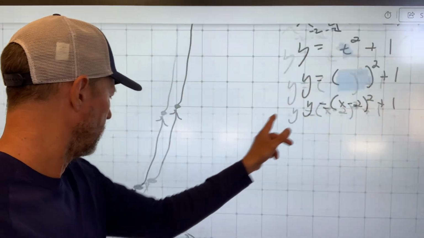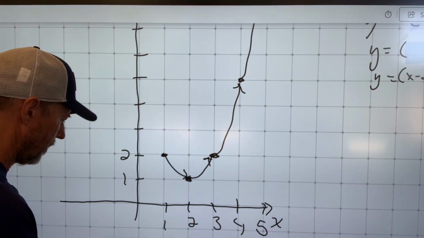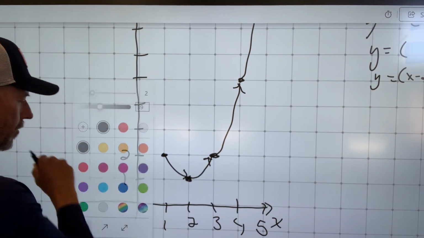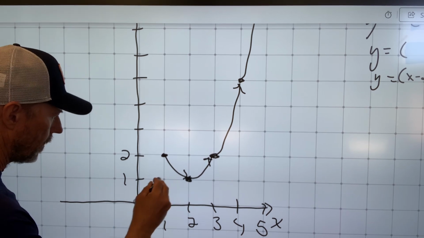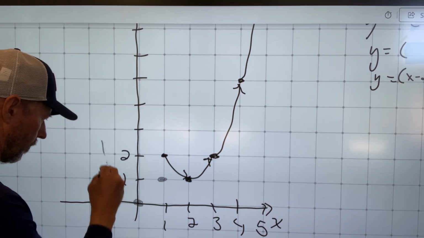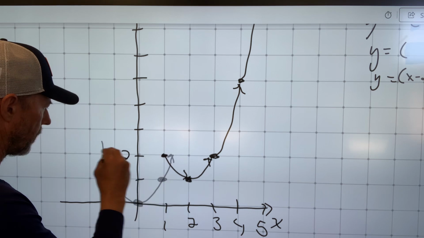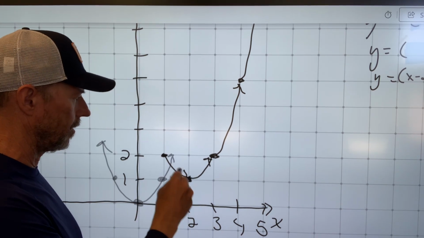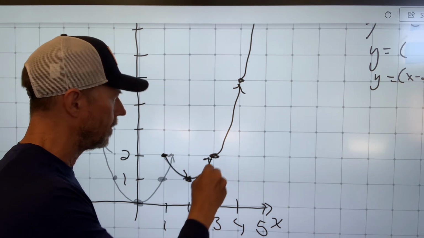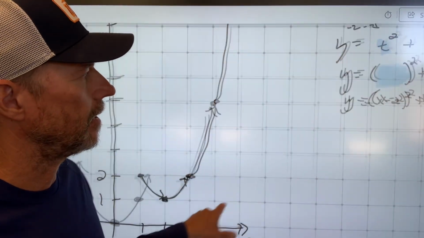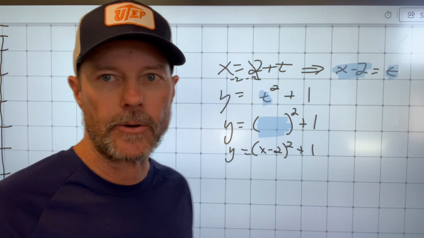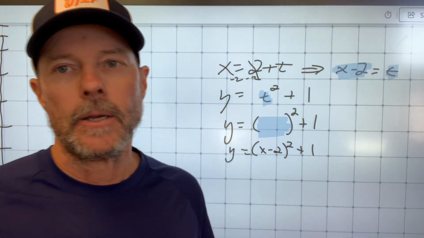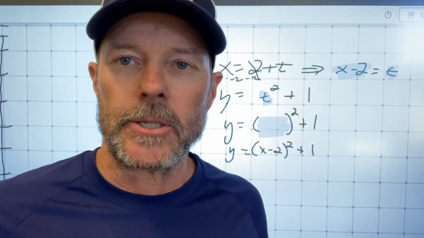Normally the parent parabola looks like this, right? And we've just taken the parent parabola and shifted it to the right 2 and up 1 in order to get this parabola. So yes, it is a parabola, a quadratic function. That's an example of a parameterized function.